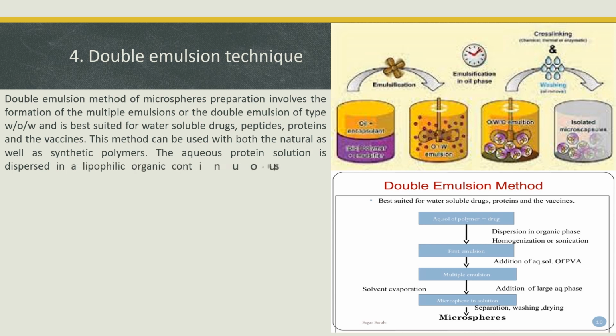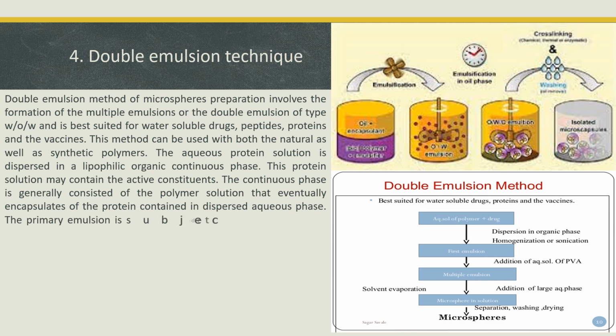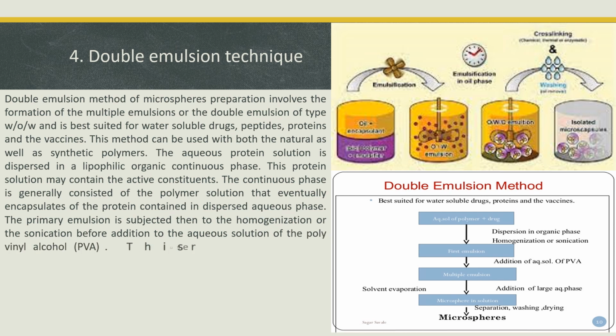The aqueous protein solution is dispersed in a lipophilic organic continuous phase. This protein solution may contain the active constituents. The continuous phase generally consists of the polymer solution that eventually encapsulates the protein contained in the dispersed aqueous phase. The primary emulsion is then subjected to homogenization or sonication before adding to the aqueous solution of PVA. This results in the formation of a double emulsion.